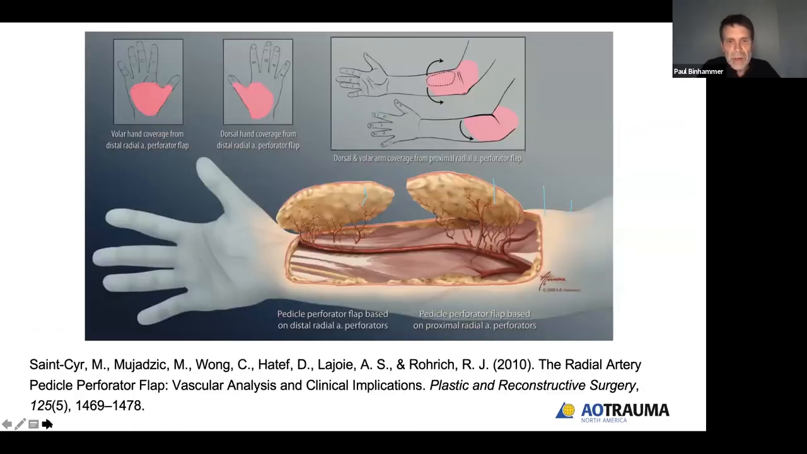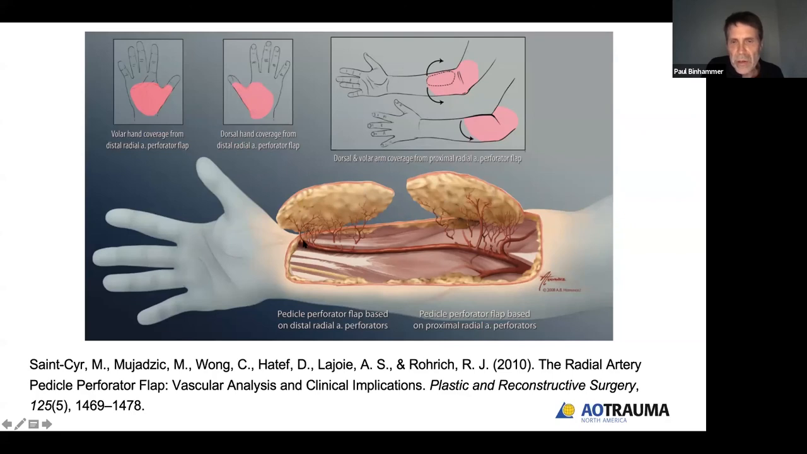of the radial artery and perforator flaps off the radial artery. And this is from Michael St. Cyr's article. So this is the radial artery, but the concept is the same. You have a bunch of vessels. You can flip them proximally and distally so that you can move flaps.